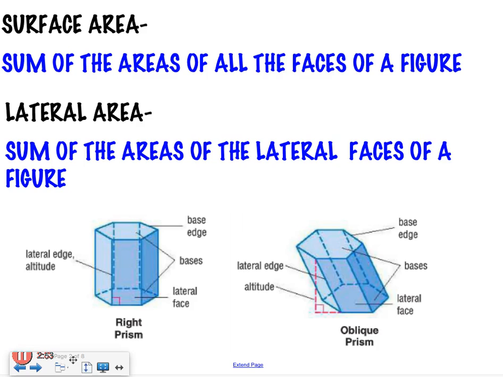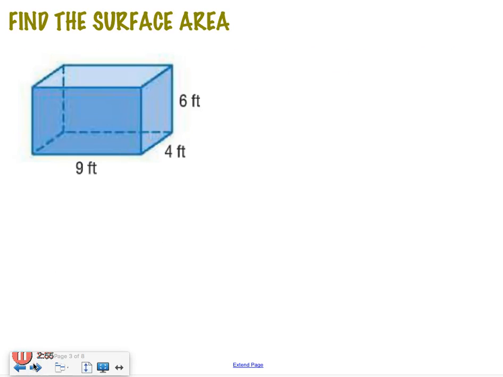Okay, let's find the surface area of, what is that? A rectangular prism. Perfect. I like to be organized when I do this. I always start with my base area. So I label BA, and I'm going to trace out my base shape. What are the dimensions of that shape? 9 times 4, which is 36.